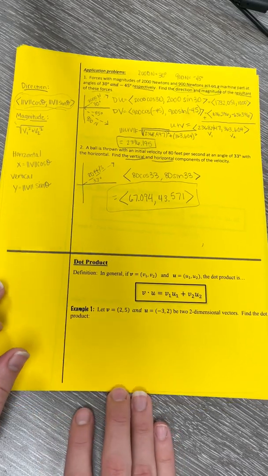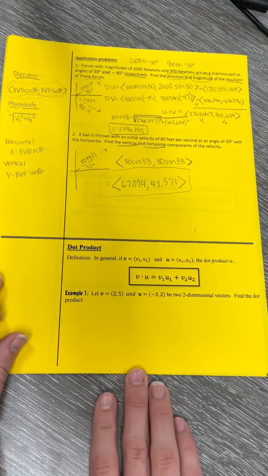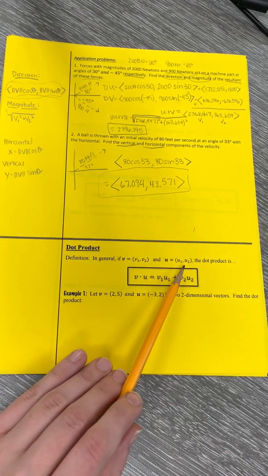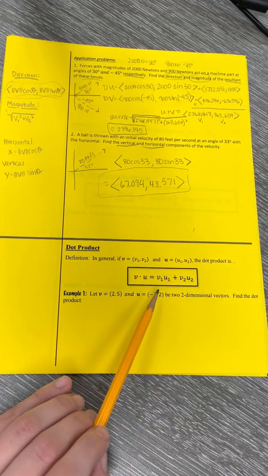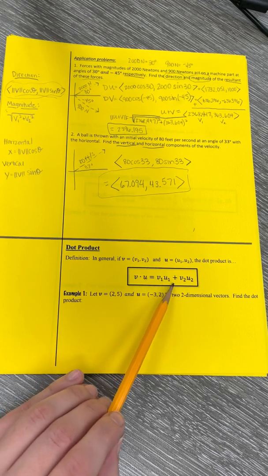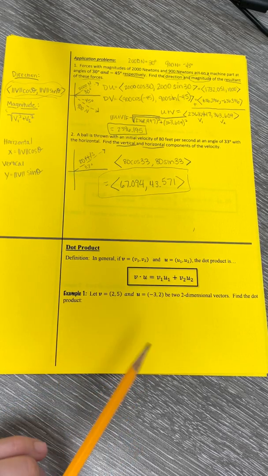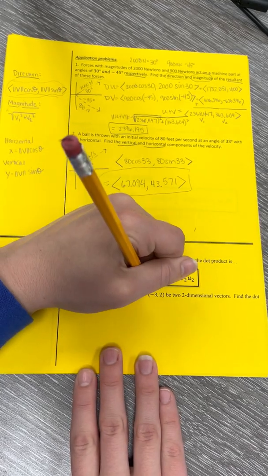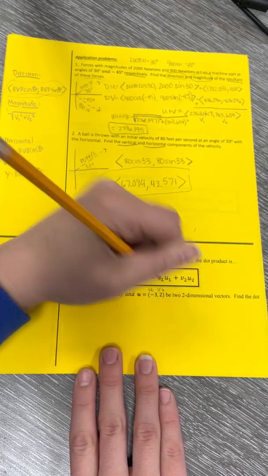All right, on to dot product. I think you guys are going to like this a lot. In general, if V equals V1, V2, and U equals U1, U2, the dot product is V1 times U1 plus V2 times U2. And I'm going to work a little example here. I'm going to go ahead and label these as V1, V2, U1, U2.